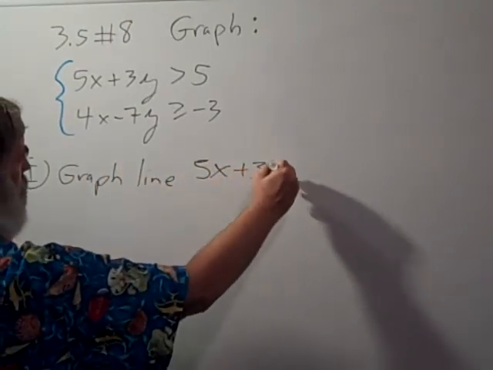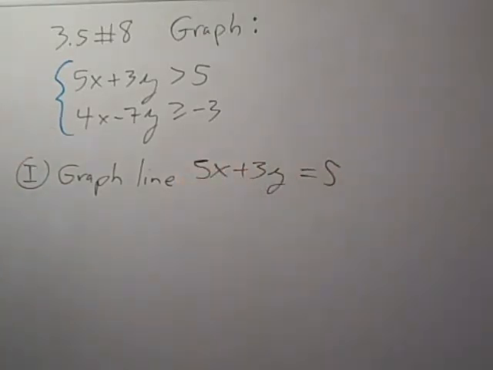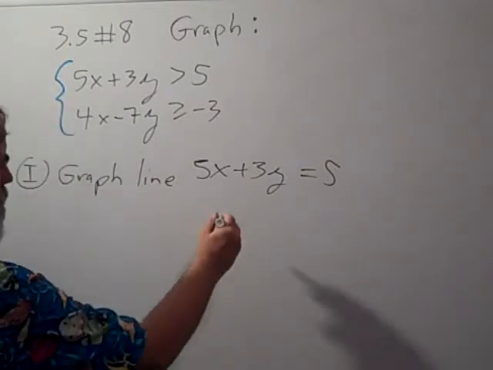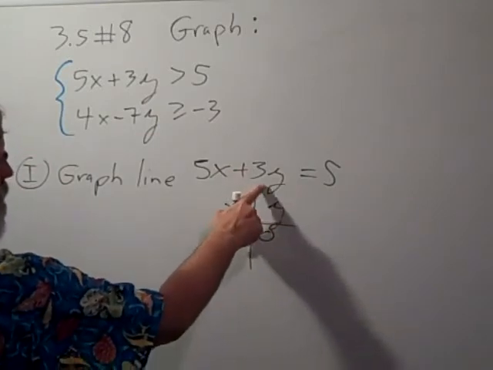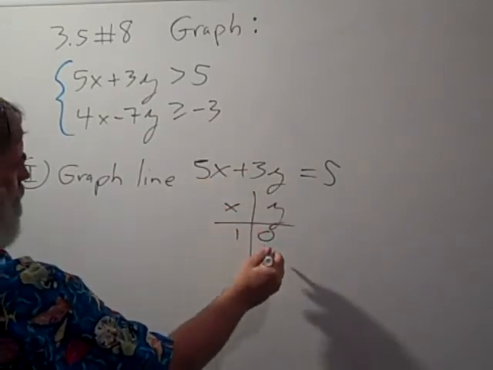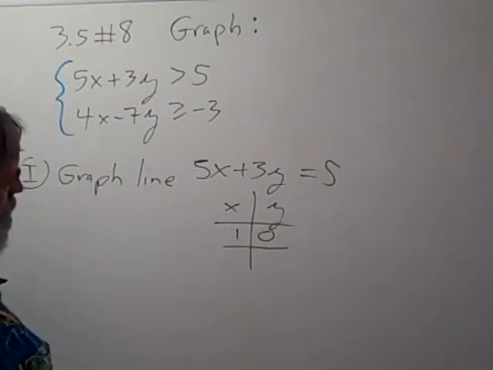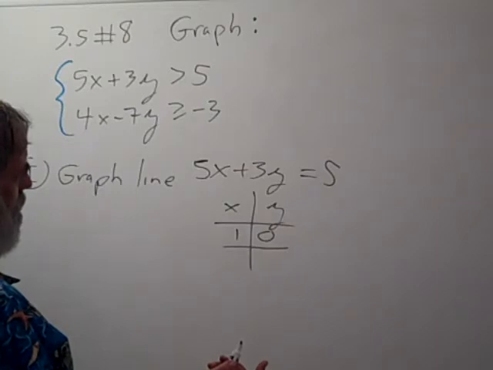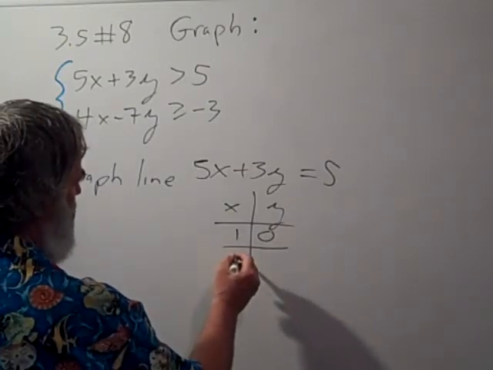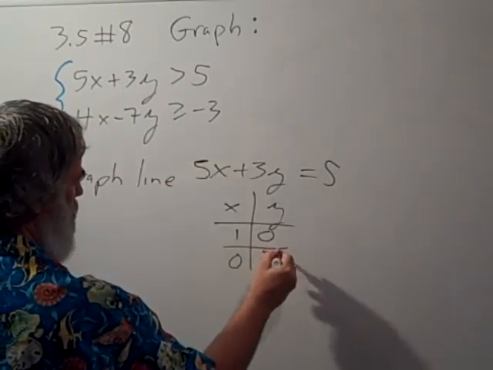5x plus 3y equals 5. That'll be the boundary of this region, the solution to the first inequality. So we need a little xy table here to solve for this. If y is 0, then x is 1, because 5 times 1 is 5. And let's see, I don't think we're going to avoid fractions here, so let's just let x equal 0, and then y will equal 5/3.